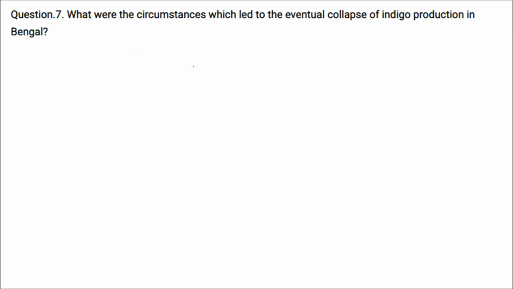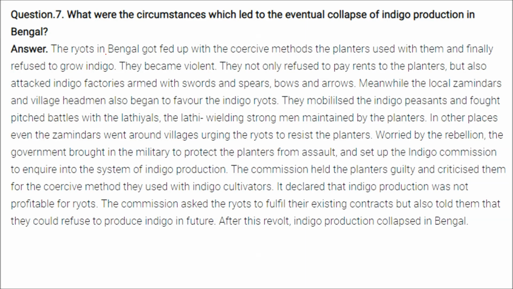What were these circumstances which led to the eventual collapse of indigo production in Bengal? The ryots in Bengal got fed up with the coercive methods or system the planters used with them and finally refused that they will not grow indigo. They became violent. They not only refused to pay rents to the planters but also attacked indigo factories armed with swords and spears, bows and arrows.